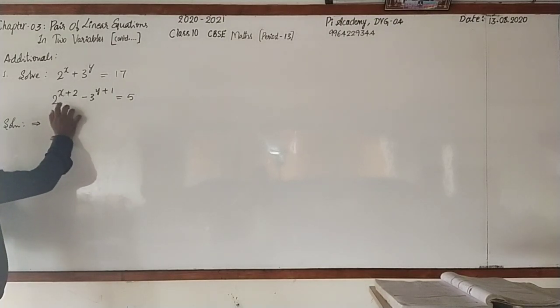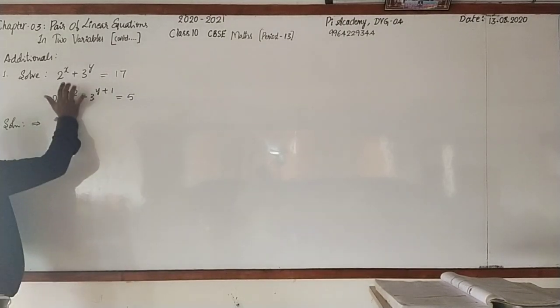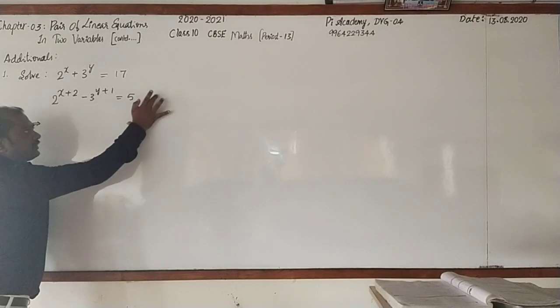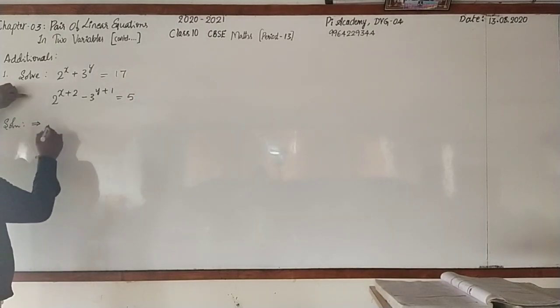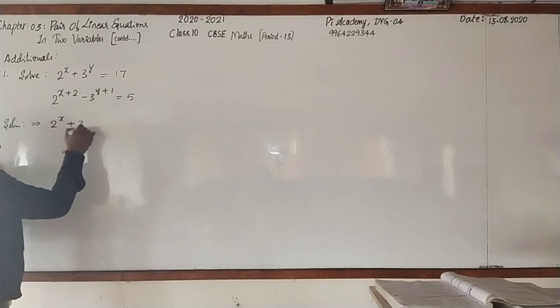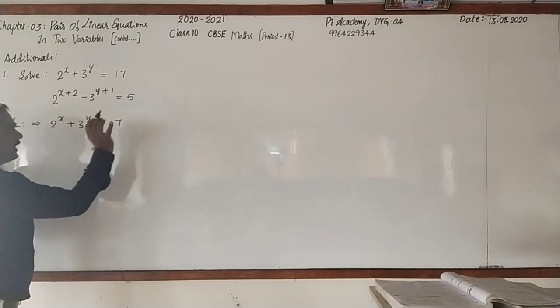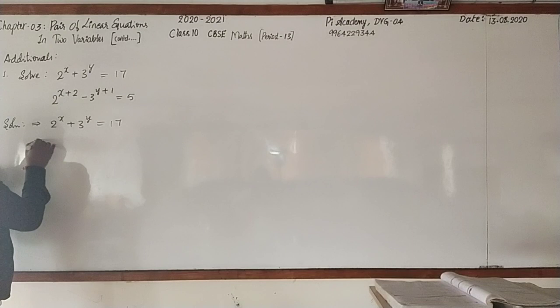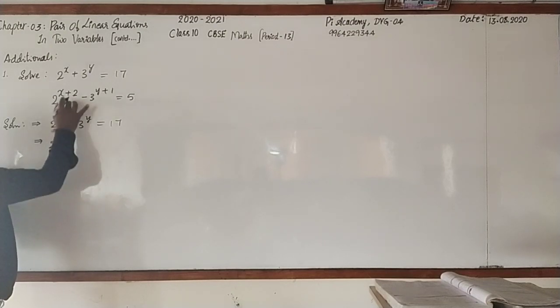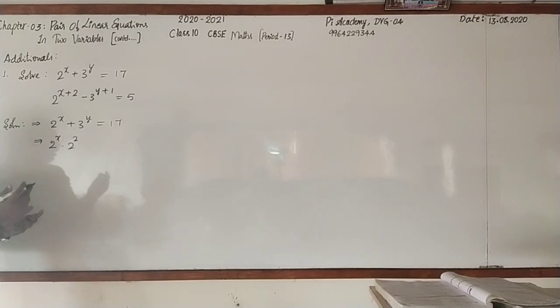Here, 2 raised to the power x. Here also 2 raised to the power x is there, but plus 2 is additional. Hence, let us go for rewriting the second equation. Just keep observing. It is 2 raised to the power x plus 3 raised to the power y is equal to 17 as it is. And the second equation is 2 raised to the power x into 2 raised to the power 2. Do you know how this is?